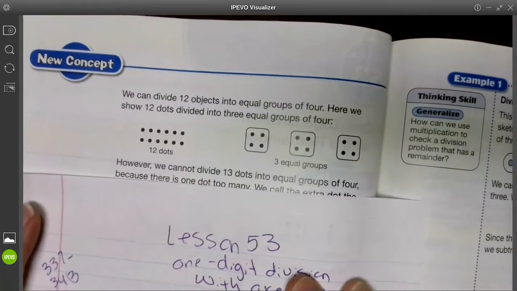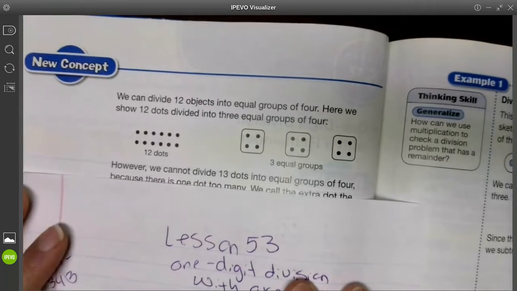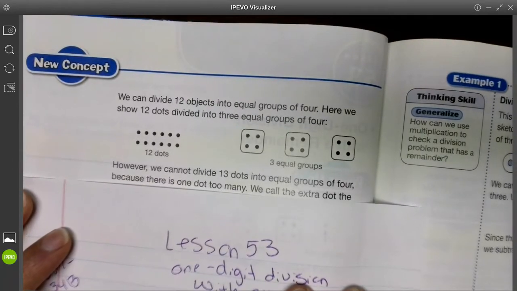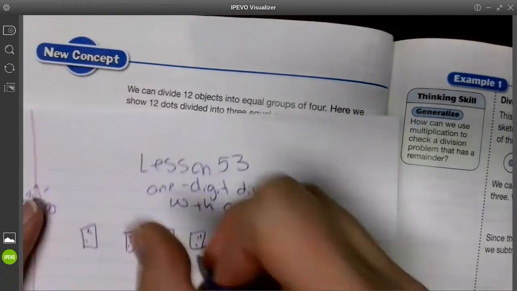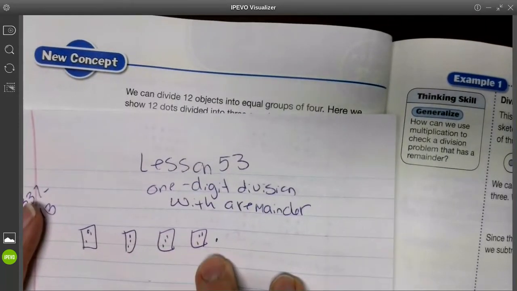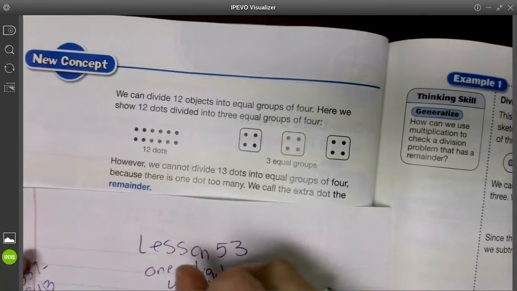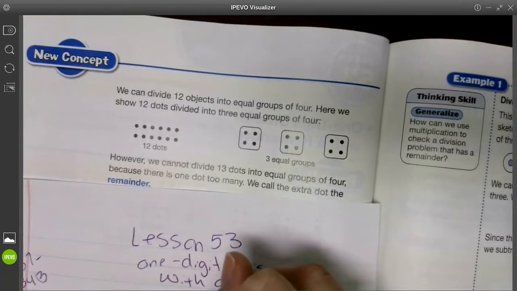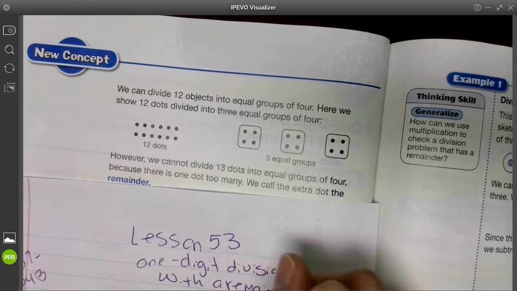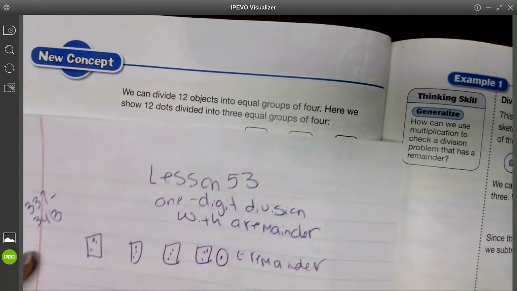Okay, so now we're going to take the number 13 in equal groups of 4. But because there's 1 dot too many, now I'm going to add 1 more dot. This little guy, he doesn't have a home. So we call the extra dot the remainder.